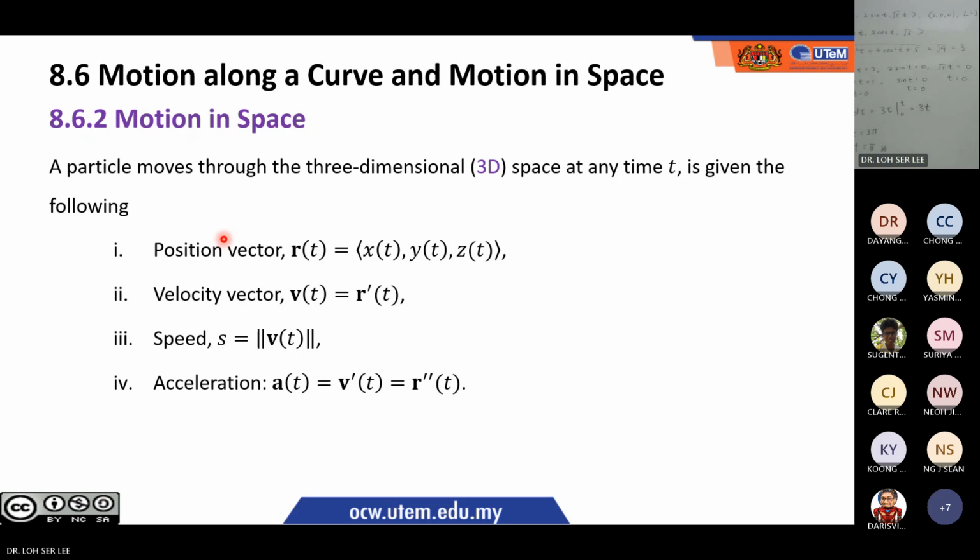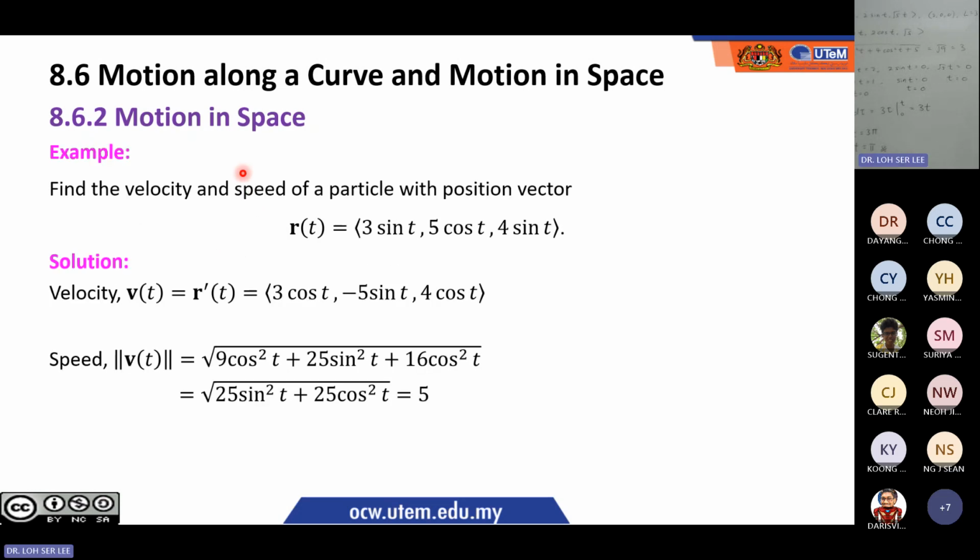Okay, then find the velocity and speed. This one is straightforward. You are given the position vector, and we just need to differentiate one time to get the velocity, and we find the magnitude of the velocity to get the speed. Okay, this one is straightforward.